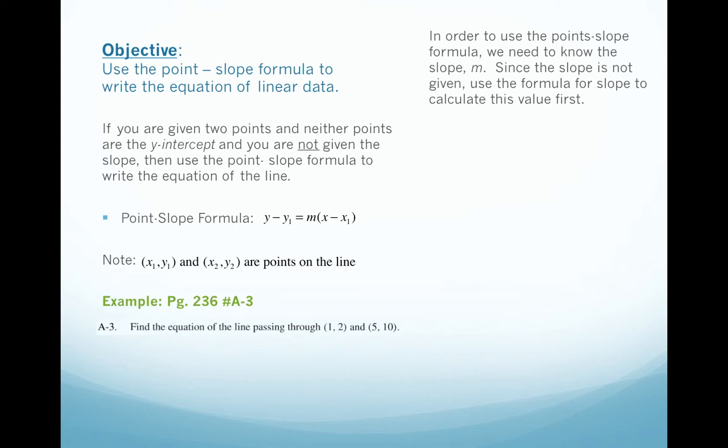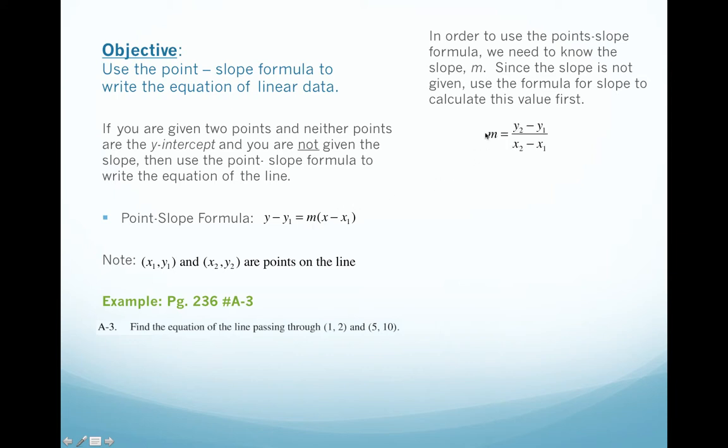In this problem, we're going to write the equation of a line that passes through 2 points. However, we're not given the slope, we're just given 2 points. And it's also important for us to note that neither of our 2 points is the y-intercept. So in order for us to use the point-slope formula to get the equation of the line, we need to first find the slope since we don't have it.